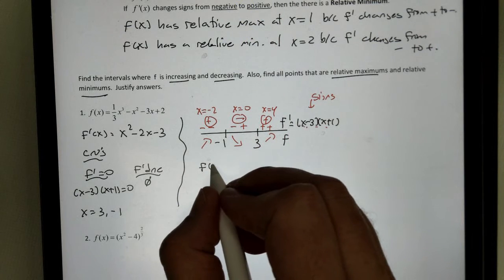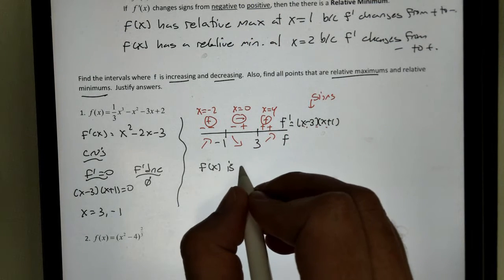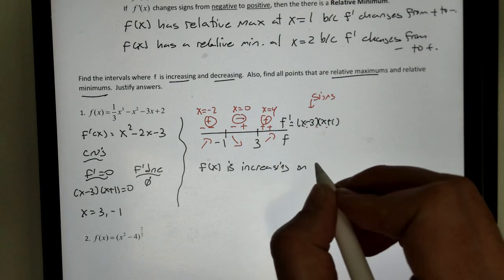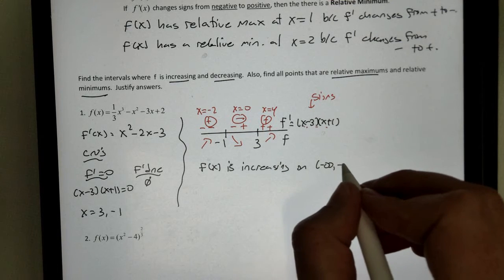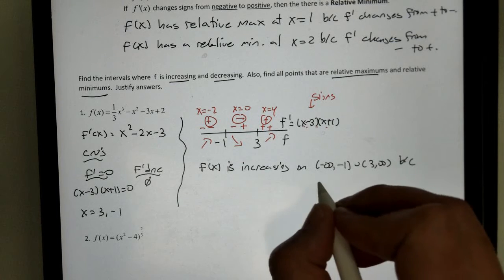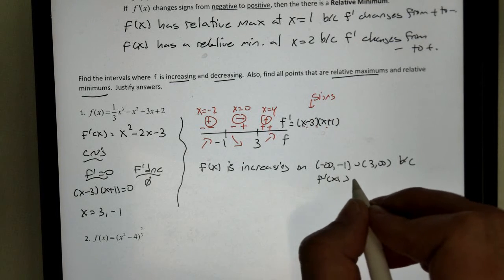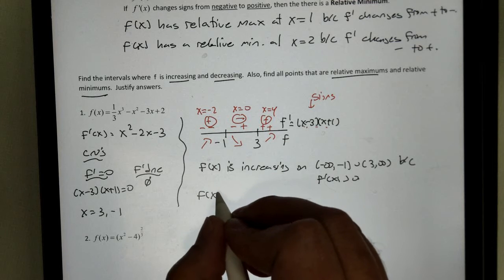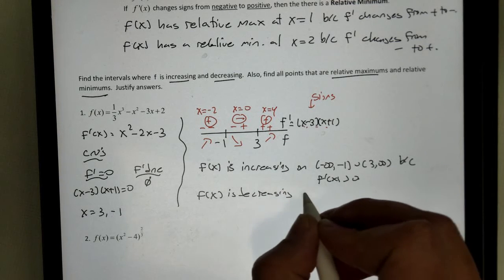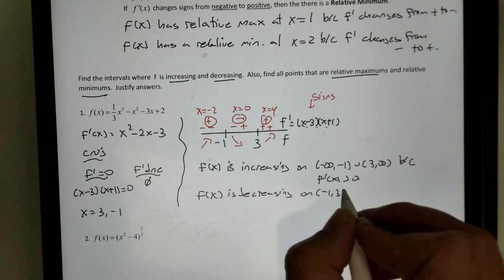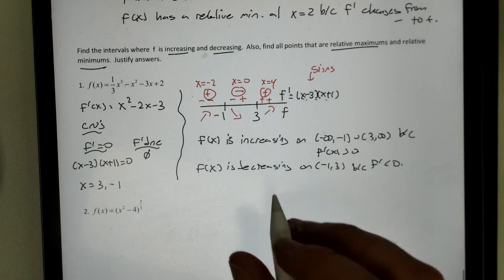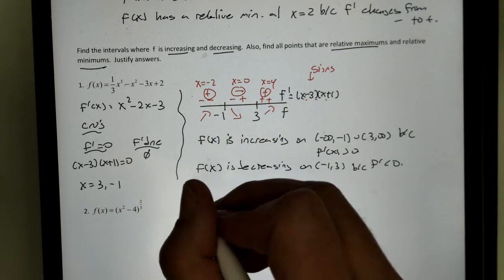I can say f of x is increasing on the domain negative infinity to negative 1 or 3 to infinity because the slope is positive. F of x is decreasing on the domain negative 1 to 3 because the slope is less than 0. Now, I also need to find out my relative maxes.